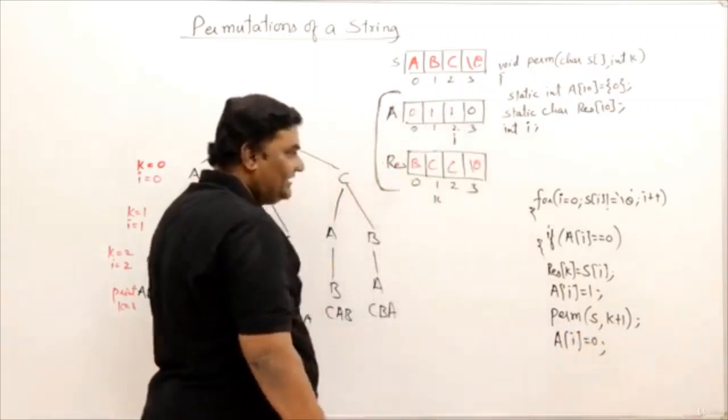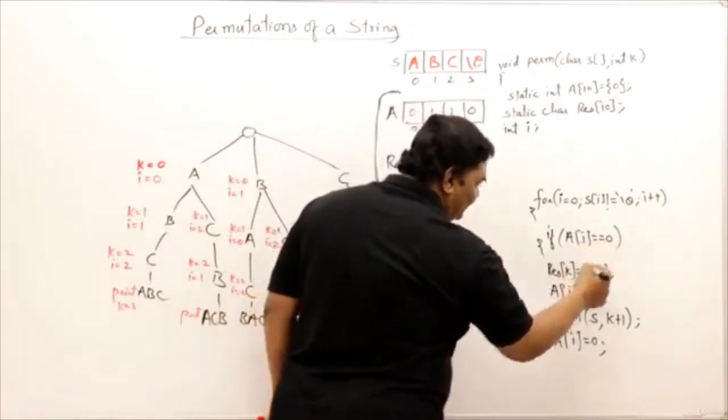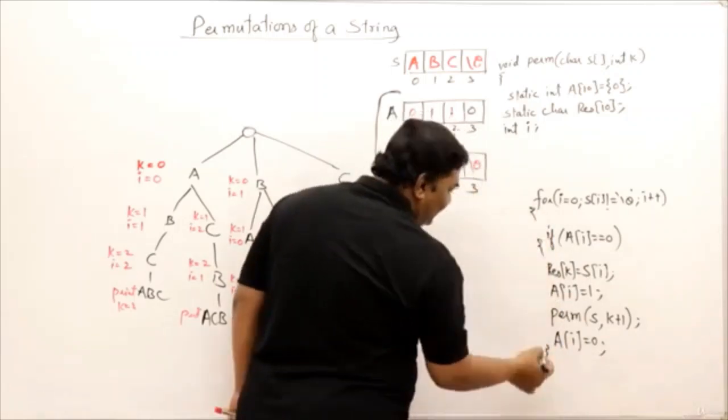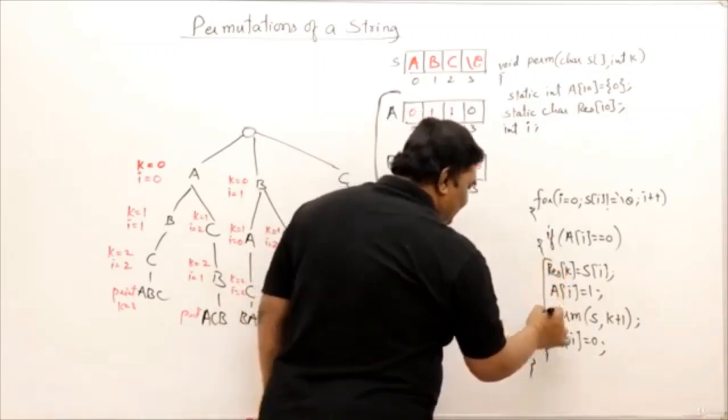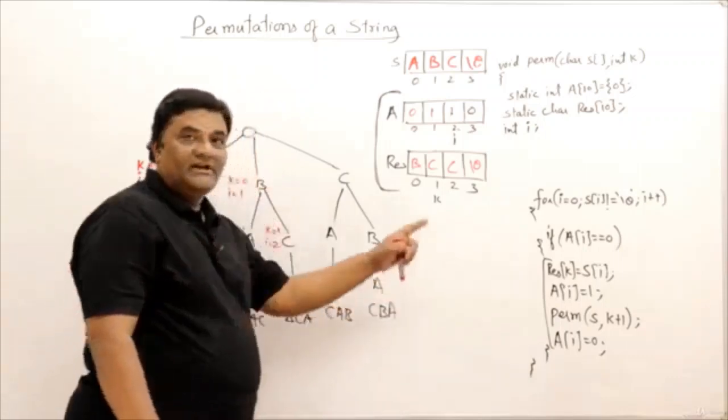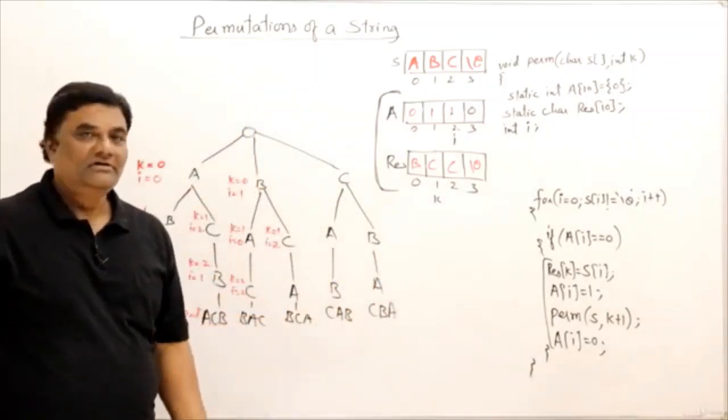This is the step I was doing. And this is all happening if A of I is 0. That's all, and this is the end of the for loop. So these are the things that are inside the if, and that's all happening in the for loop.